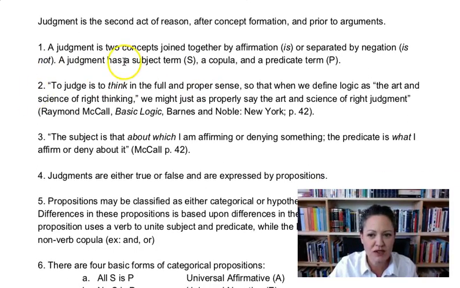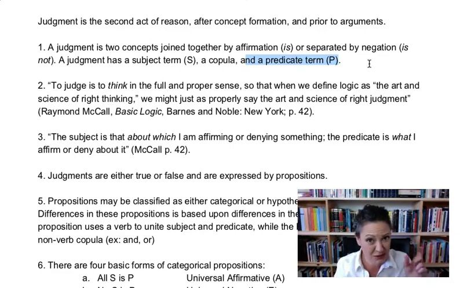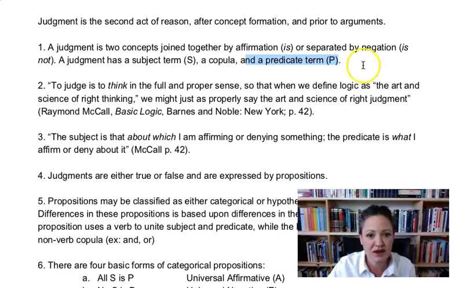We're talking about a judgment having a subject term, the first concept before the is, a copula, which is the is or the is not, and a predicate term, the P term. So a judgment has 3 terms: the subject term, S term, the copula, we'll call it C, and the P term, the predicate term. So the subject comes before is, the predicate comes after is, or is not.